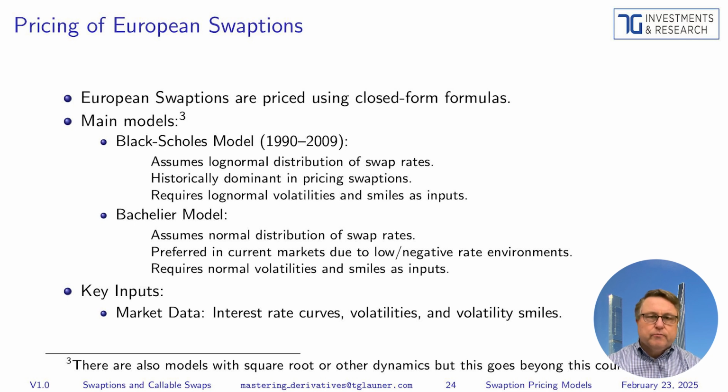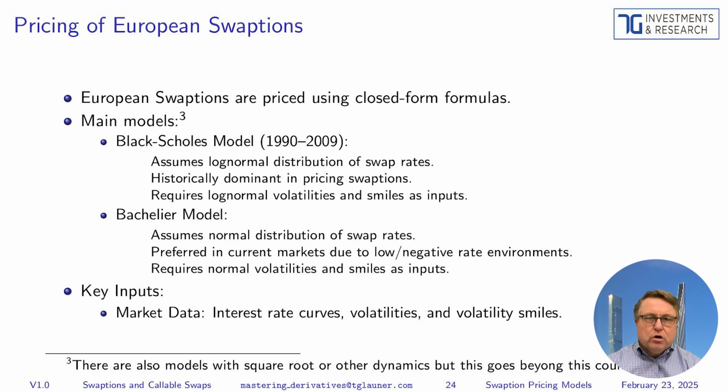The Black-Scholes model, also called the Black model, widely used between 1990 and 2008, assumes that swap rates follow a log normal distribution, with the assumption that rates can only be positive. It was historically the dominant pricing framework and requires log normal volatilities and volatility smiles as inputs.